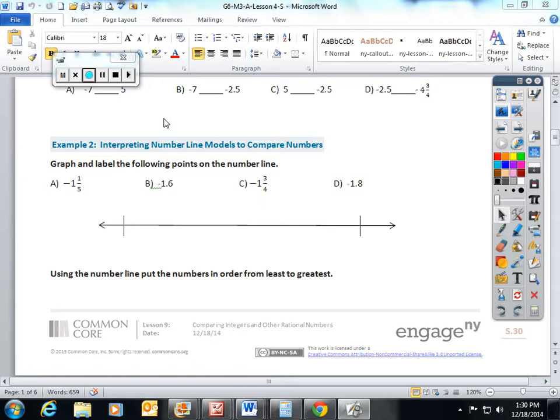In lesson 4, we started to look at comparing and ordering rational numbers on a number line. I'm going to do a couple examples from class, and hopefully that will shed some light on what we did today. Example 2 asked the students to graph and label the following points on the number line. There were 4 points.